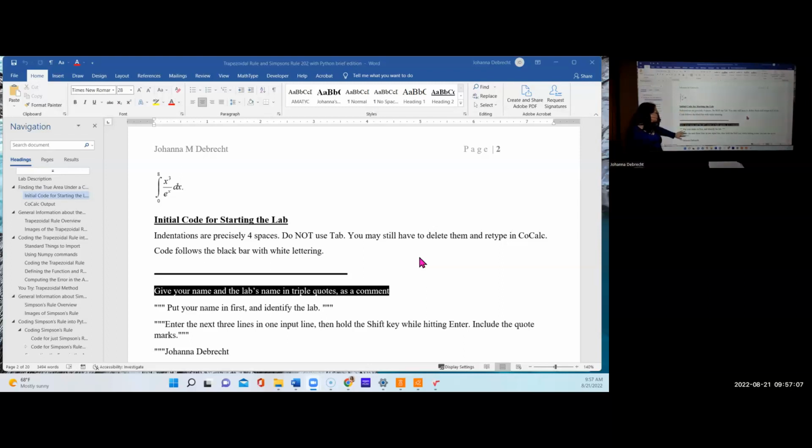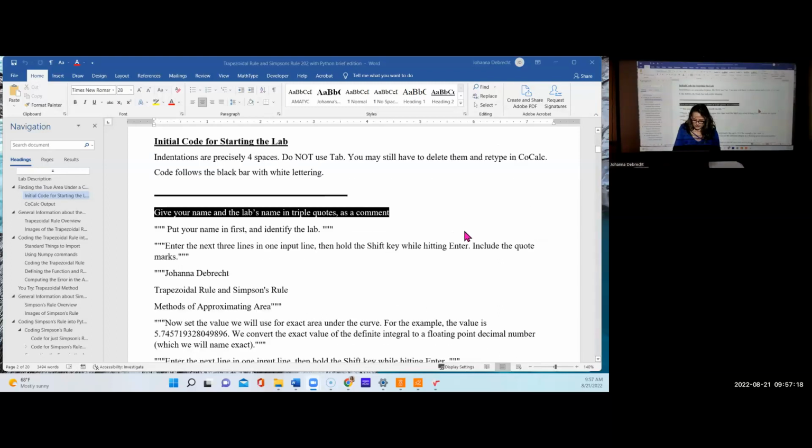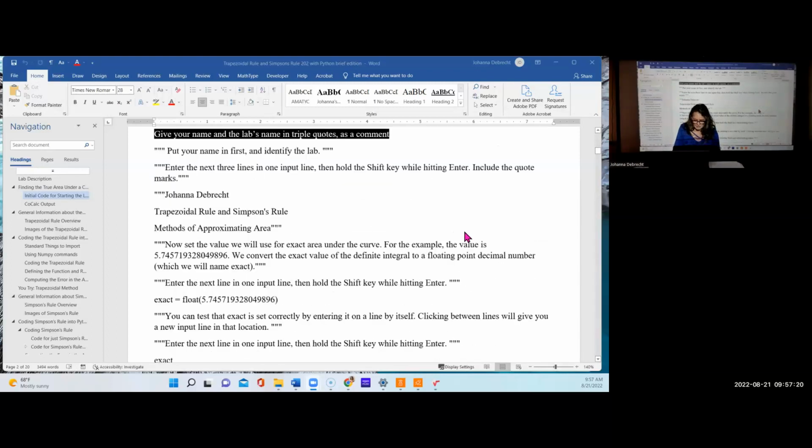In general, in this particular lab, the directions are given with a black background and white lettering, and the code follows it. So let's start with the initial coding for the lab, and you'll see that right here. The first thing we're going to do is give your name and the name of the lab in triple quotes.